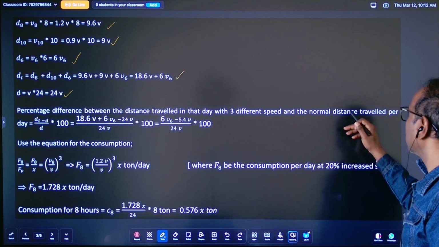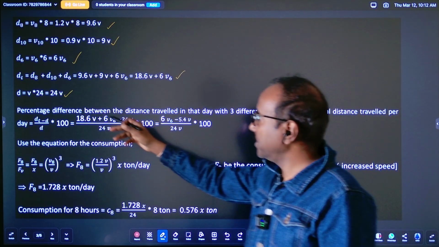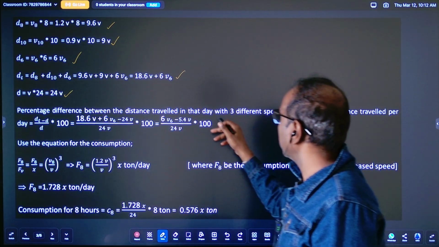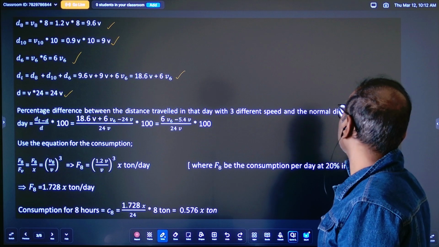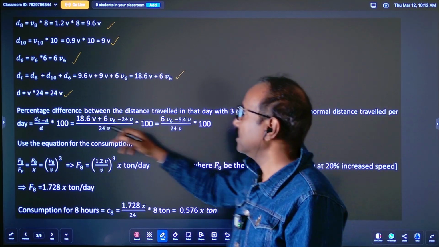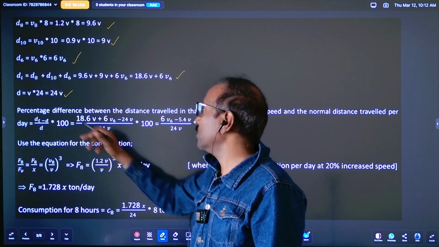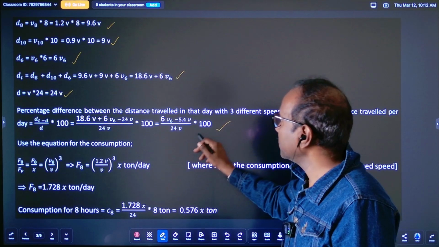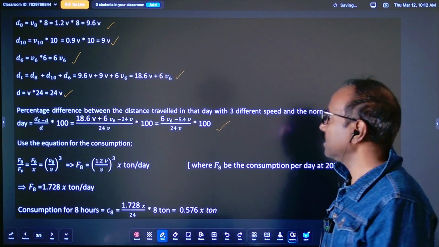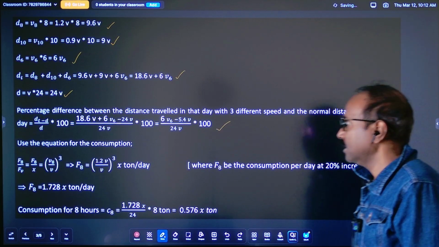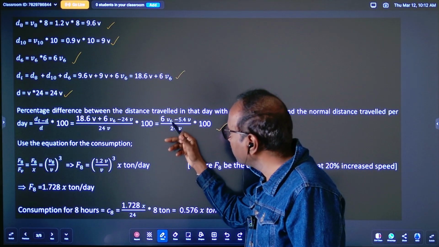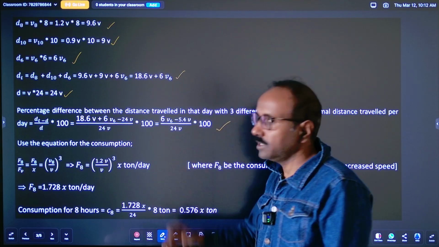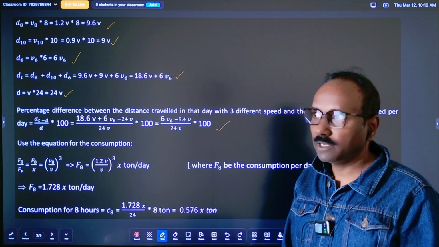So, use the formula: percentage difference between the distance traveled in that day with three different speeds and the normal distance traveled per day is dt minus d by d, into 100. So you reach this situation: 6v6 minus 5.4v by 24v. But unfortunately you don't have v6 in terms of v. So your approach should be now to find v6.